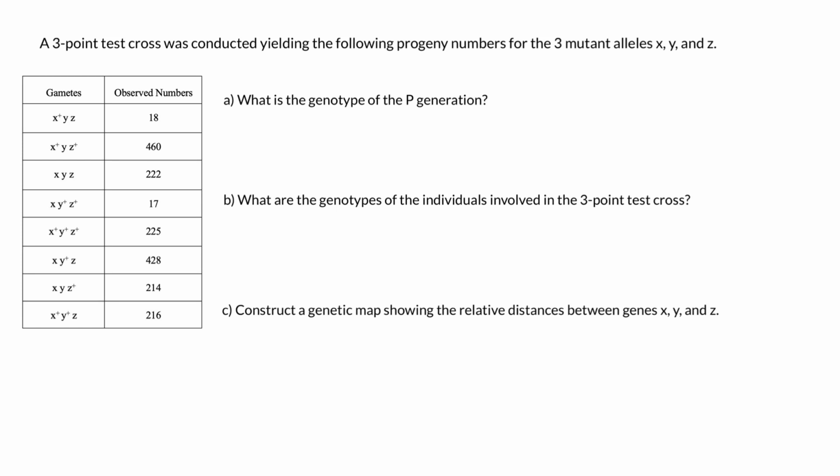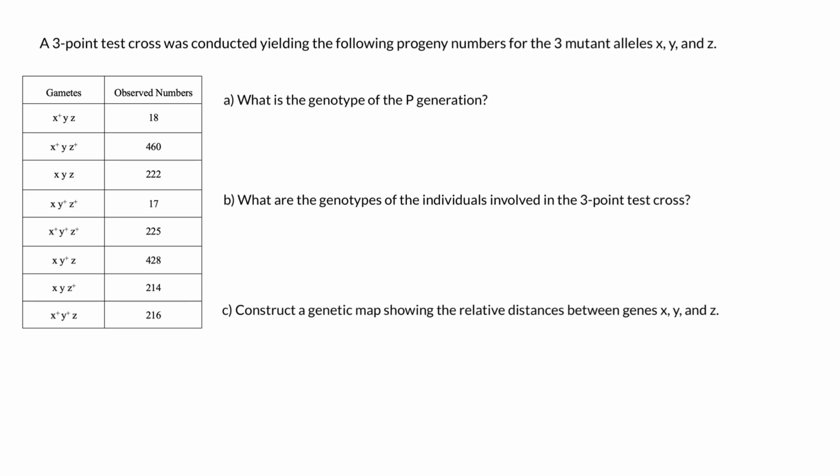A 3-point test cross was conducted, yielding the following progeny numbers for the three mutant alleles X, Y, and Z. Here are the potential gametes for the trihybrid individual in our test cross, and here are the number of progenies that have inherited that gamete.